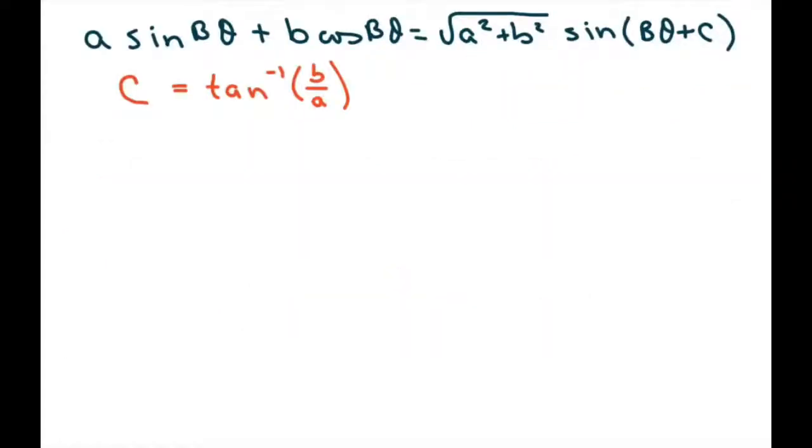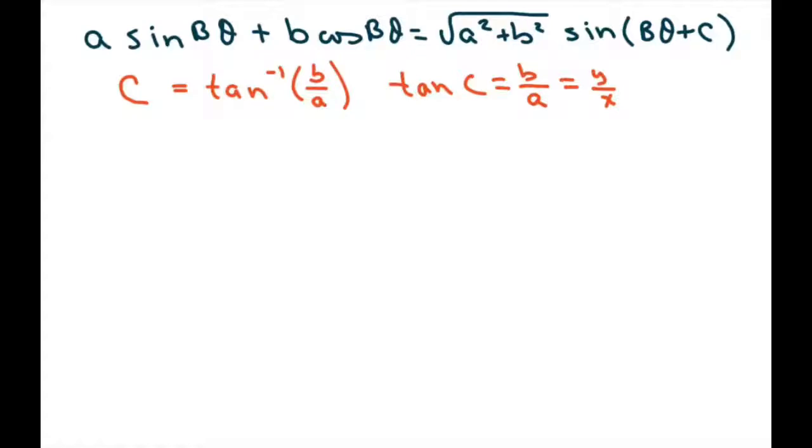Alright, so here we go. Here's our problem, and we need to verify this. And we're given that C equals inverse tan of B over A. So we know that tan of C, if I rewrite this, is B divided by A. And you know tan is really your Y over your X.